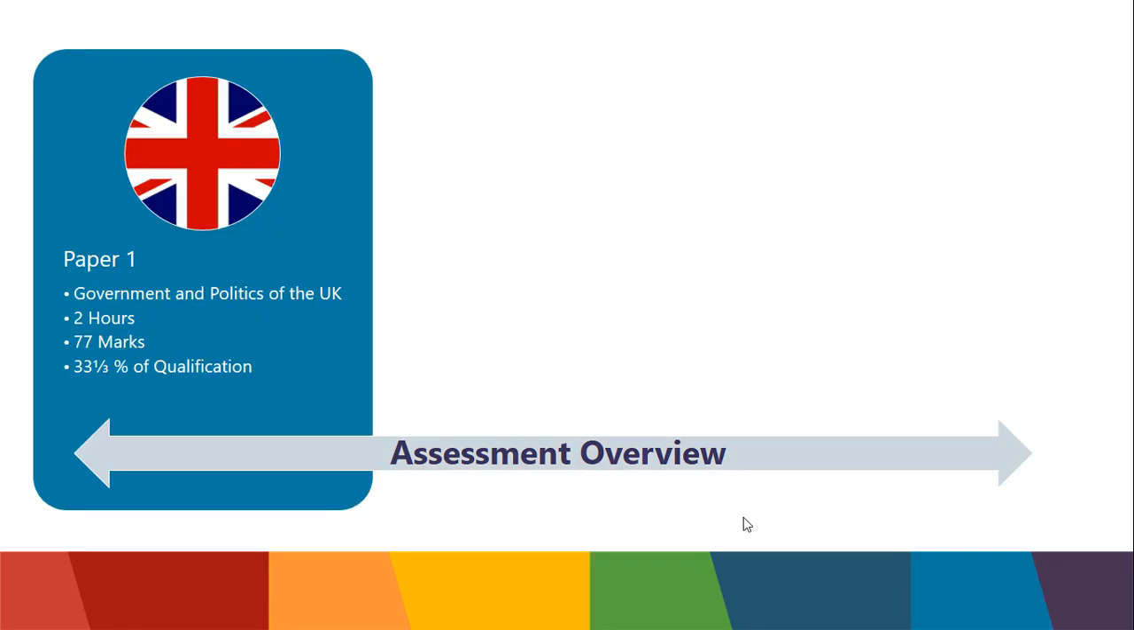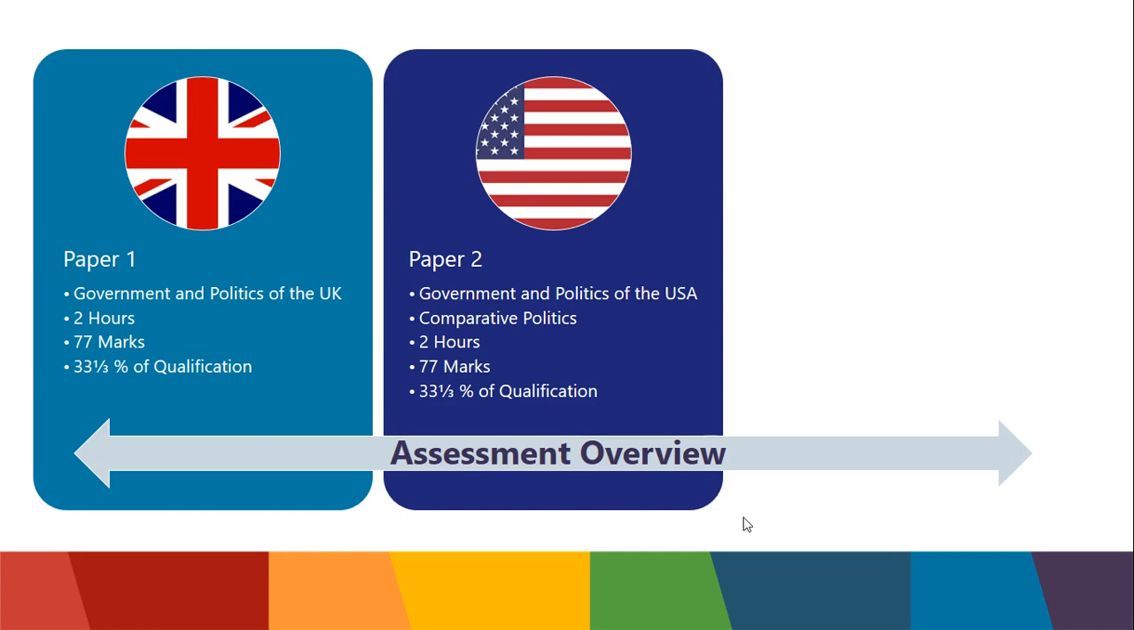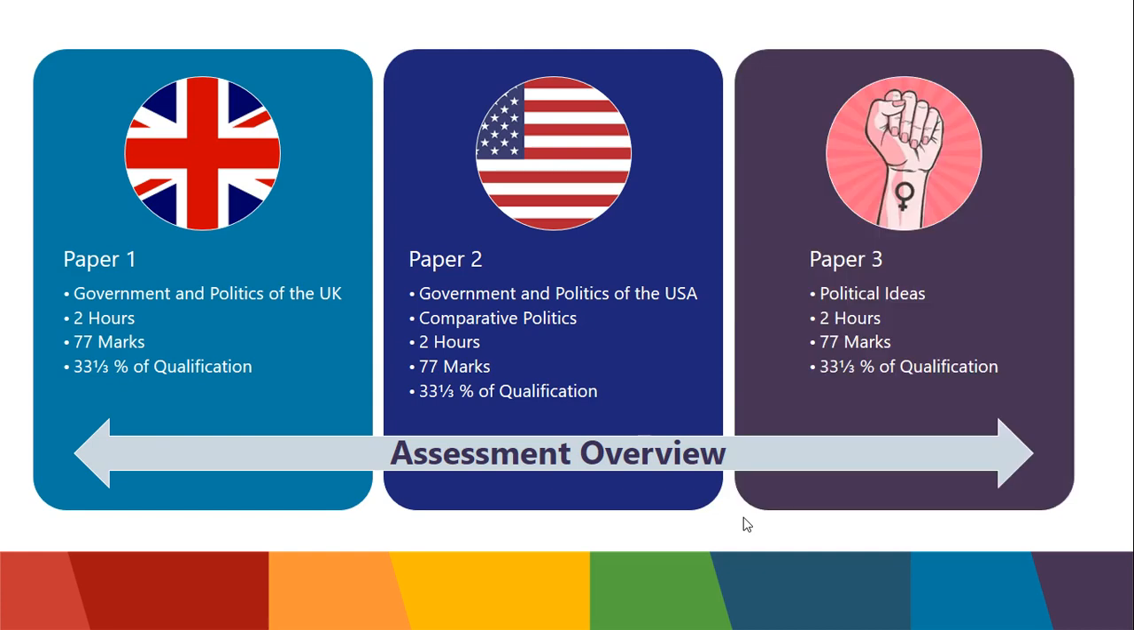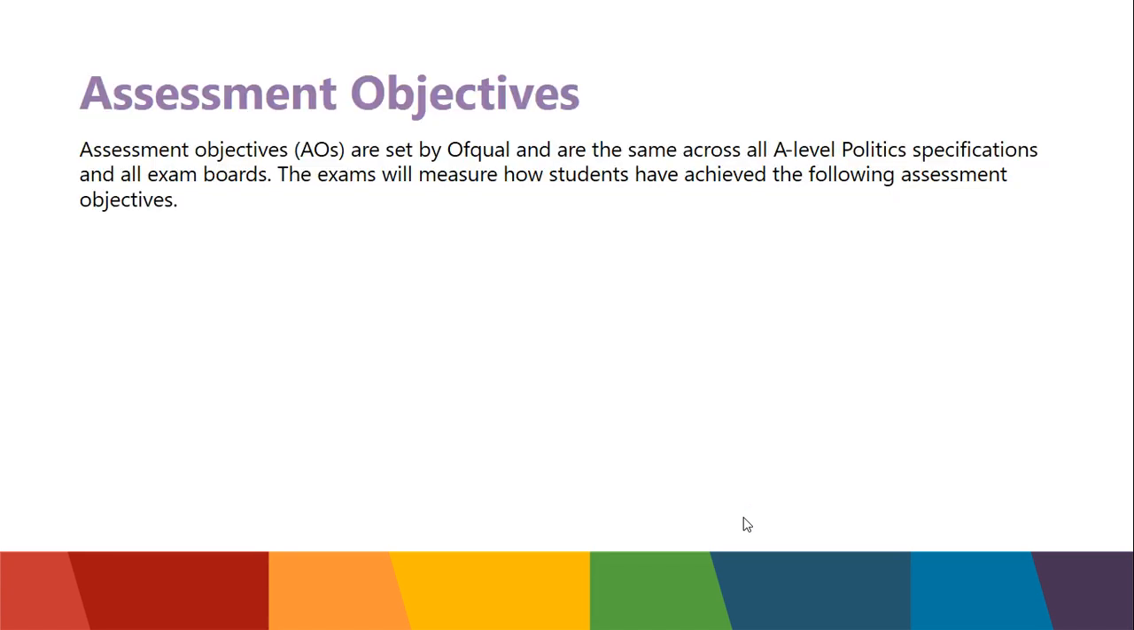So just a quick overview of your assessments. You've got your paper 1, which is the UK. It's 2 hours, 77 marks, and a third of your qualification. Paper 2 is the government and politics of the USA, as well as comparing the USA to the UK. And paper 3 is your political ideas or political ideologies, and that's again 2 hours, 77 marks, which is even spread across all of the papers.